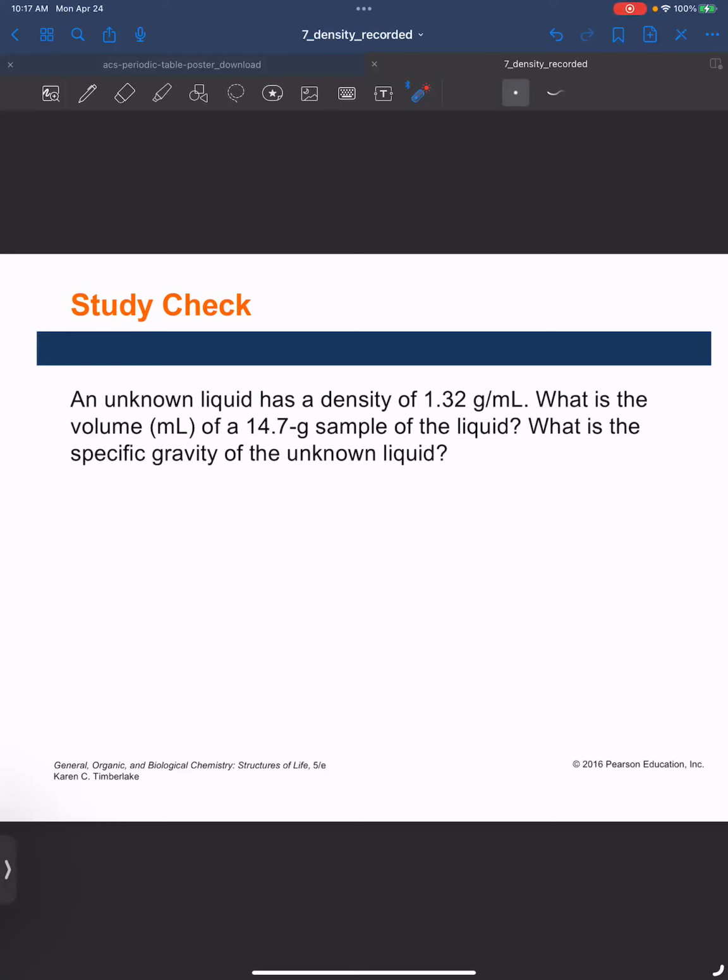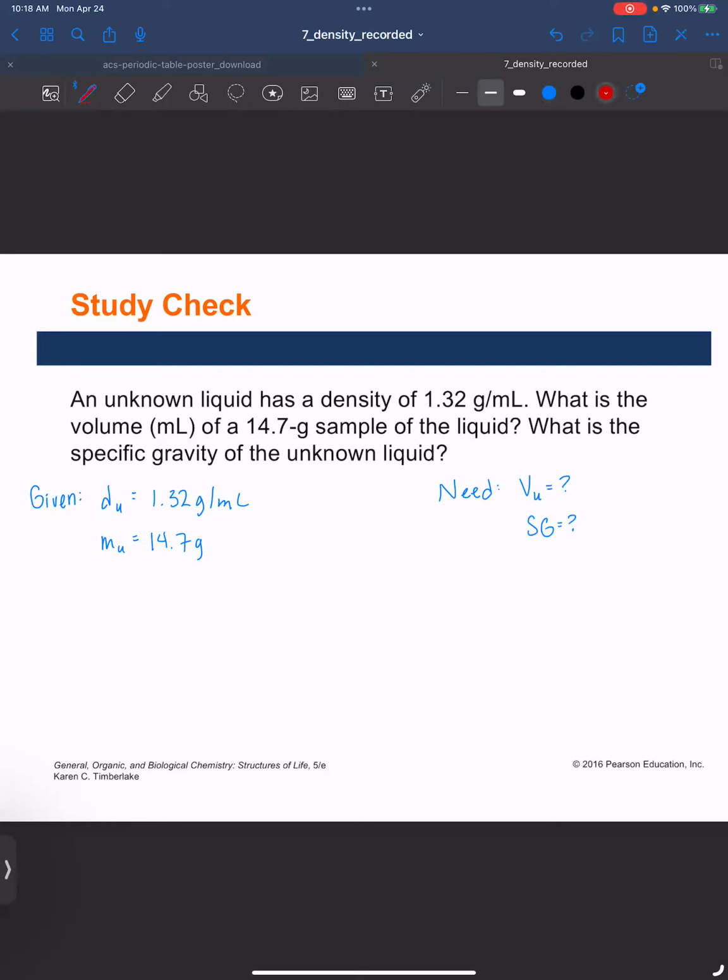All right, once again, step 1, let's always write down what we know. We are given that the density of our unknown, so I'm going to write density of U as our unknown, is equal to 1.32 grams per milliliter. And I'm also given the mass of the unknown liquid, which is 14.7 grams. And I'm asked 2 questions. First, I need to find the volume of the unknown, and I'm also asked to find the specific gravity as well.